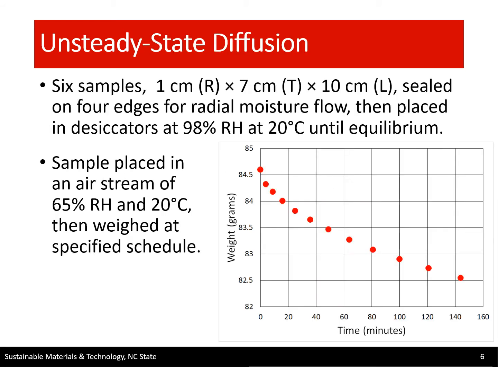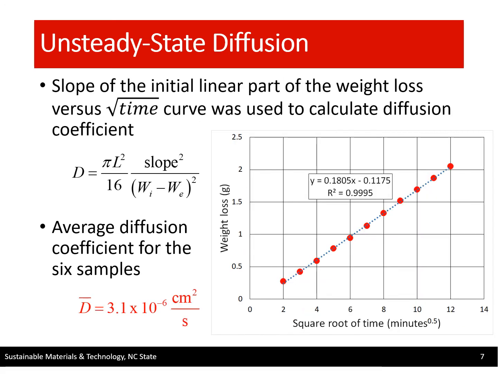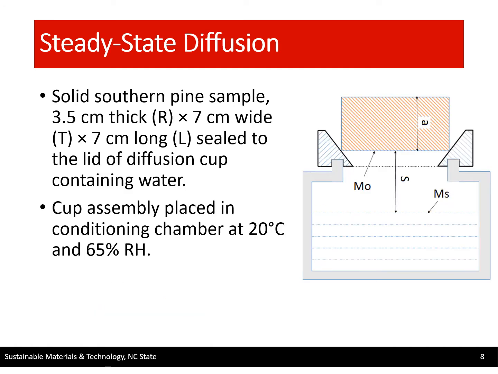For the unsteady-state diffusion experiments, southern pine samples previously equilibrated at 98% relative humidity at 20 degrees Celsius were subjected to one-dimensional drying at 65% relative humidity and 20 degrees Celsius. The slope of the initial linear part of the unsteady-state desorption curve was chosen for calculating the diffusion coefficient. The average diffusion coefficient for the 6 samples was 3.1 times 10 to the minus 6 centimeters squared per second, which agrees well with those of other researchers.